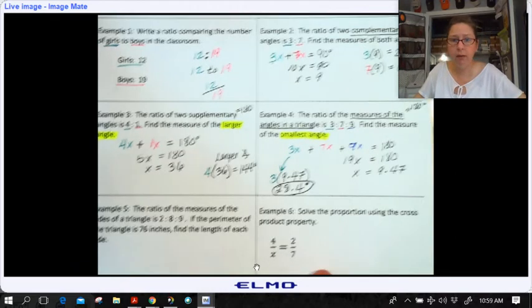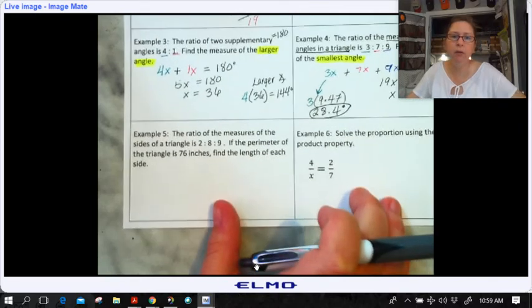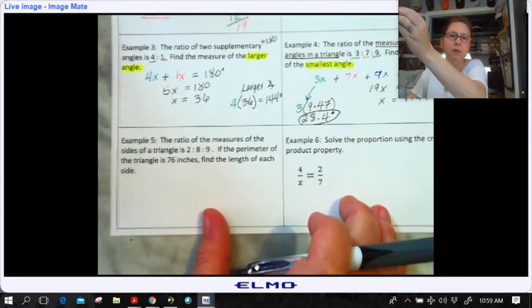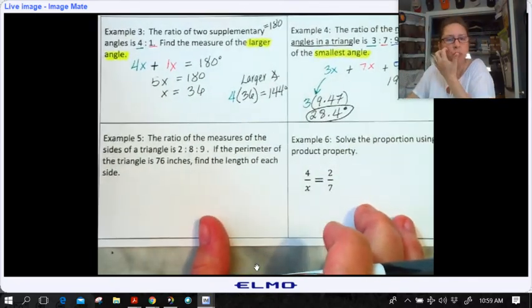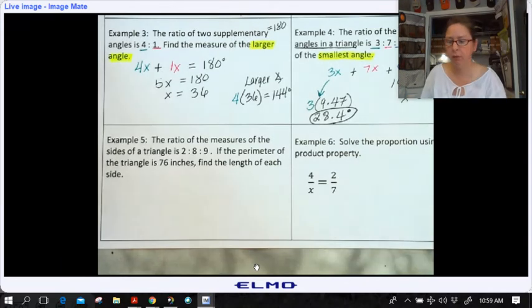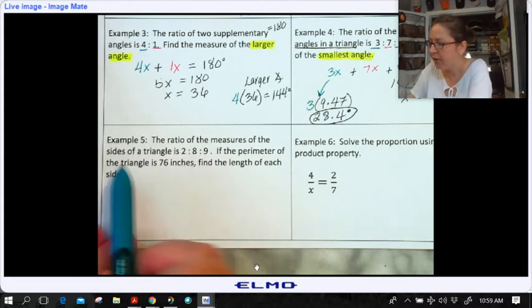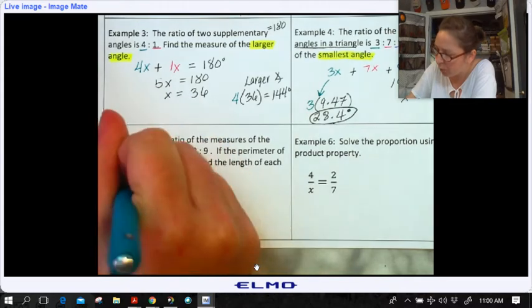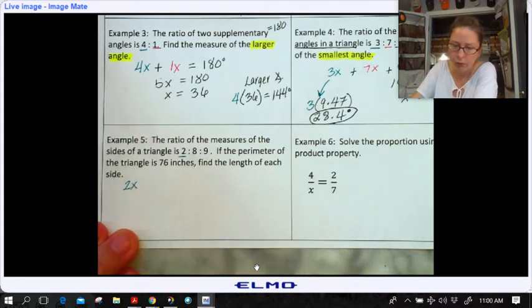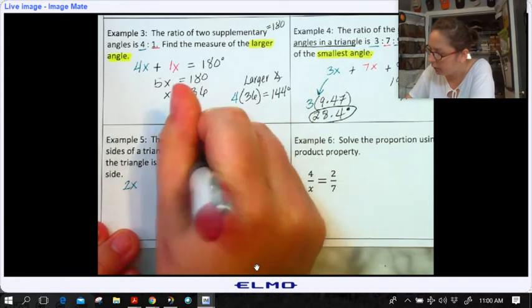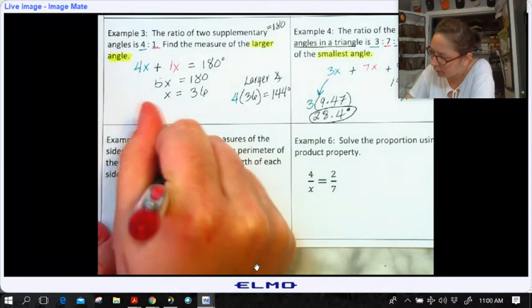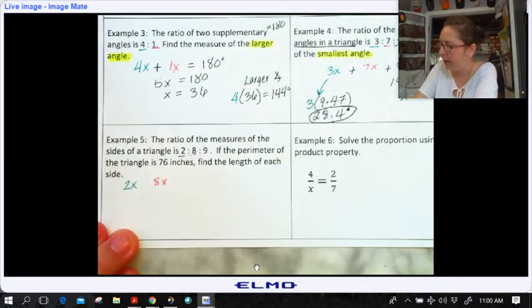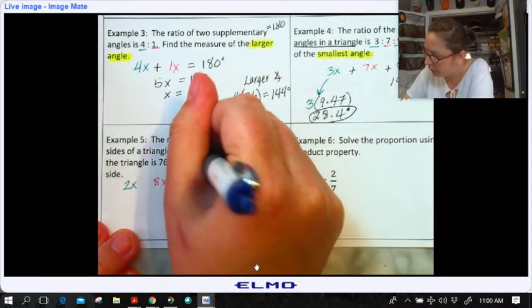Let's do one that is still dealing with triangles, but instead of dealing with the angle measures, we're going to talk about side lengths and what you can do in this situation. So the ratio of the measures of the sides of a triangle, well, we're still going to set this up the same way. 2x, 8x, and 9x.